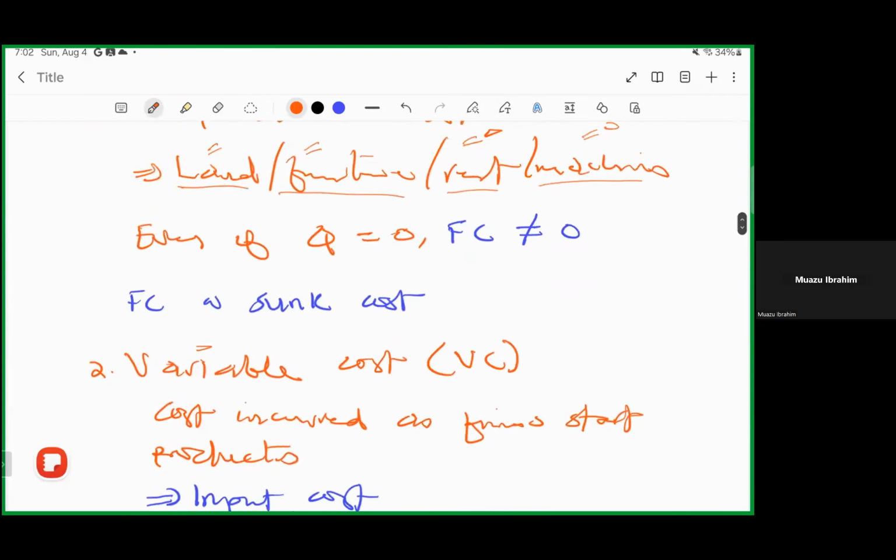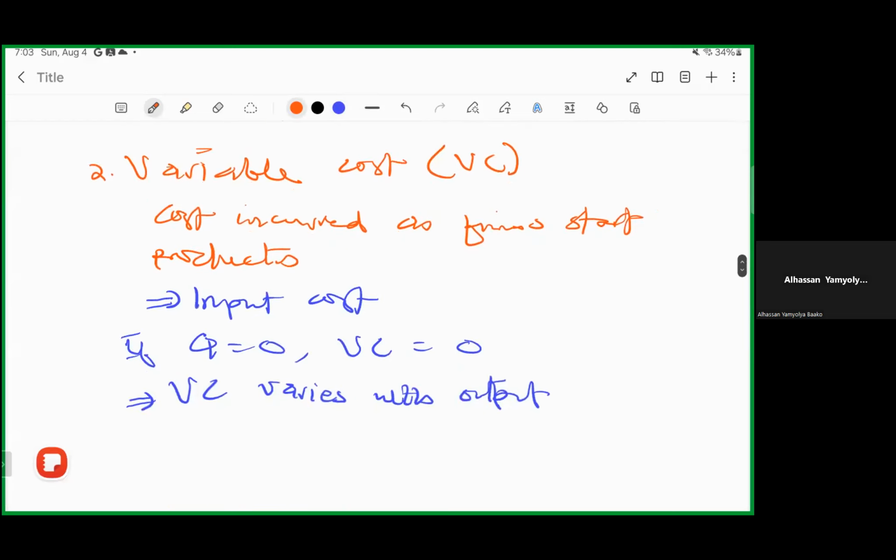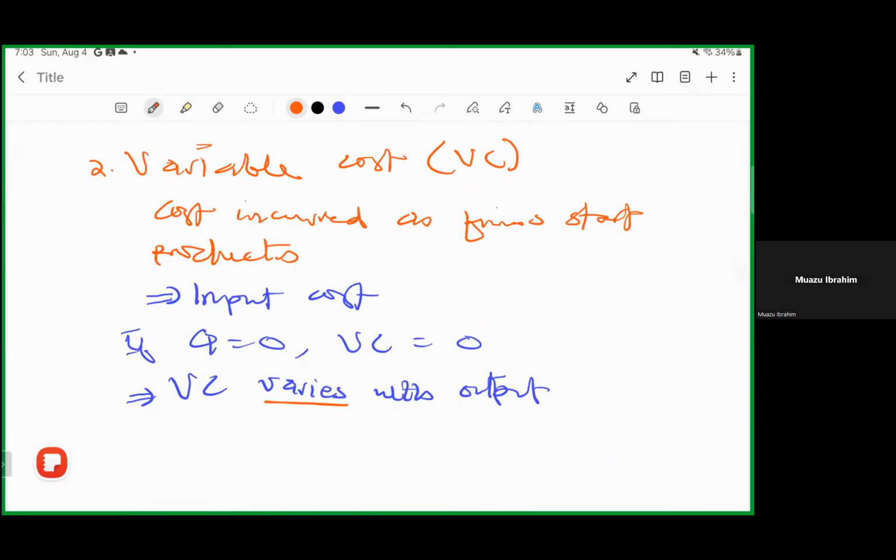When you look at the fixed cost, it does not vary with output. Which means that even if output is increasing, fixed cost remains the same, irrespective of the level of output. But variable costs vary with output. So as you begin to increase production, your variable costs also tend to increase.